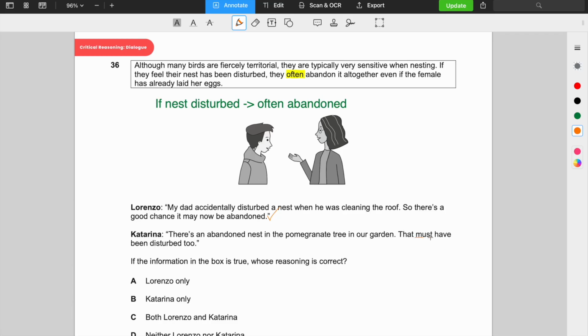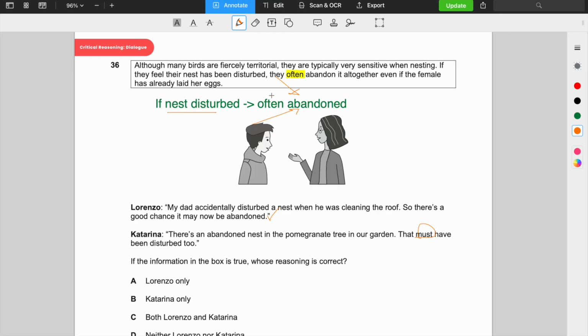Katerina: there's an abandoned nest in the pomegranate tree in our garden that must have been disturbed. She's wrong because she's assuming that it was disturbed, but there could be other causes for abandonment, right? How do we know that disturbance of the nest has caused it to be abandoned? There could be other causes. So Katerina has committed the fallacy of assuming the cause when there's not sufficient evidence to validate her claim.